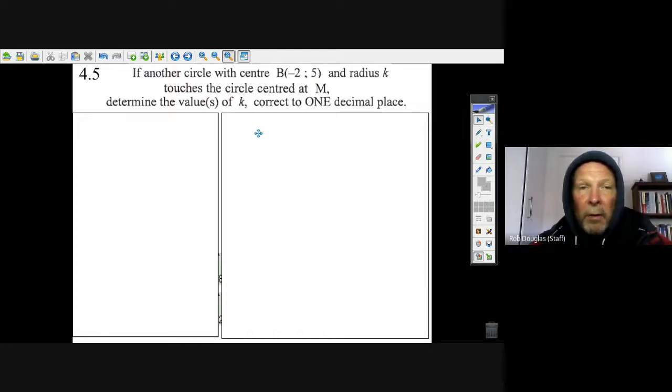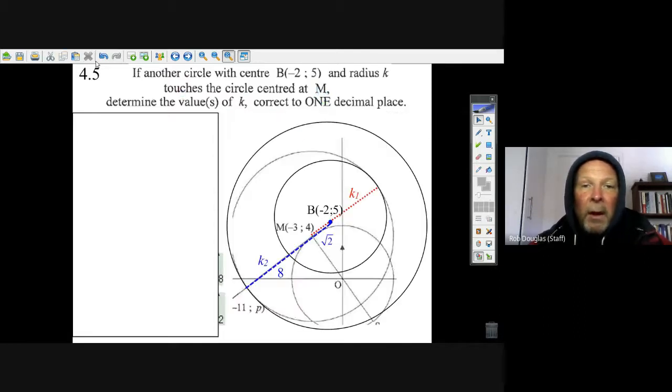This one's tricky. The first time I tried it, I went and did the circle that M goes through, the small circle, and did the question. That wasn't very good. So this is a story. Now, what I do is, here's the circle centered at M. Now there's another circle with a center of (-2, 5). So I put it up here.